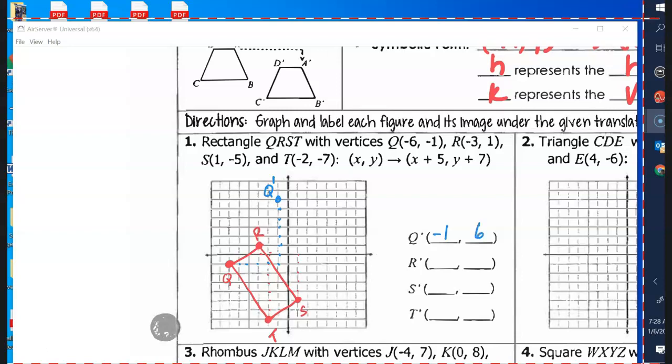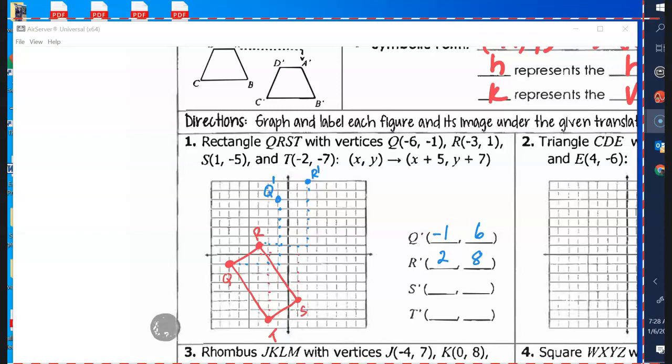Okay, now I'm going to do the same thing for each of the points. So for R, I'm going to go over 5 spaces to the right. 1, 2, 3, 4, 5, and then go up 7. 1, 2, 3, 4, 5, 6, 7. So this is R prime. So this is 2, 8.